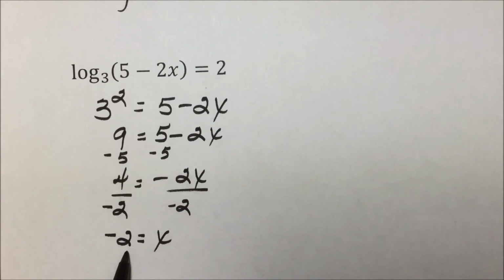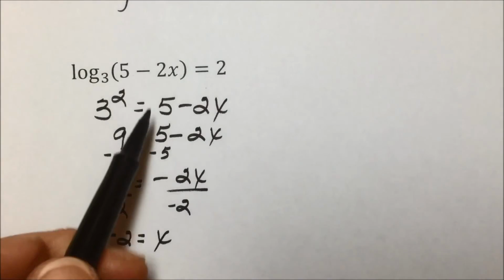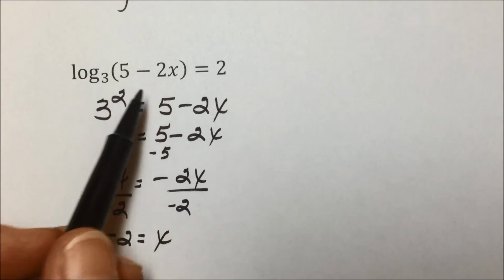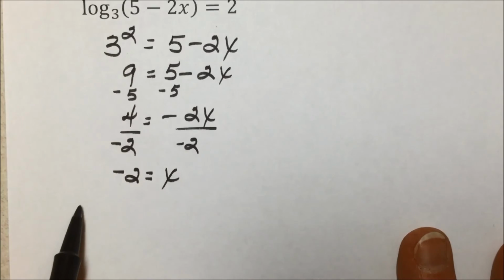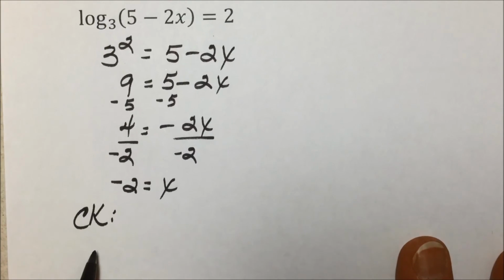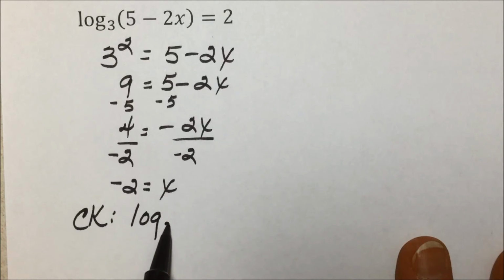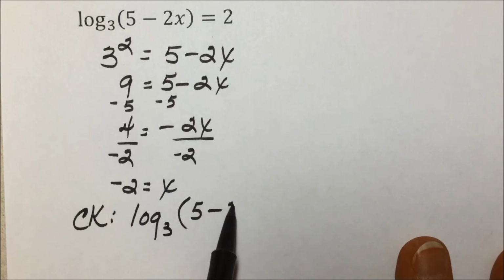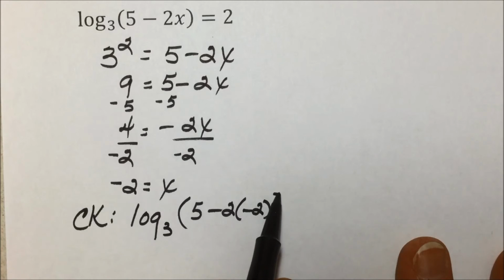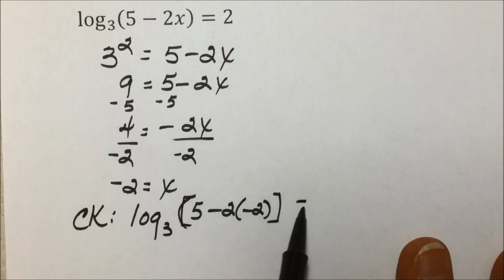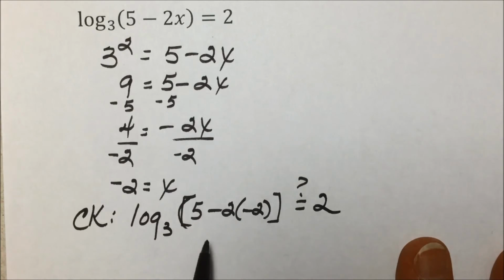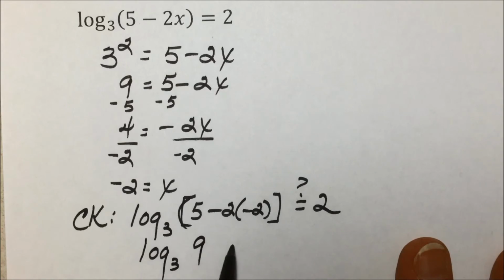This doesn't look good because of the negative, but notice where the place of that is. As a check, we would have log base 3 of the bracket 5 minus 2 times negative 2, and test to see if it does, in fact, equal 2. The negative times the negative is a positive, so we would end up with a positive 4. 5 plus 4 is the log base 3 of 9.